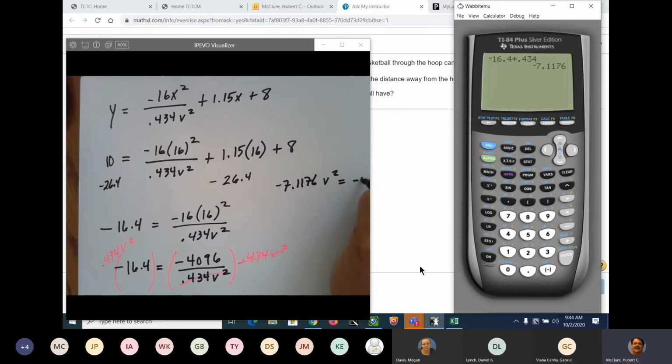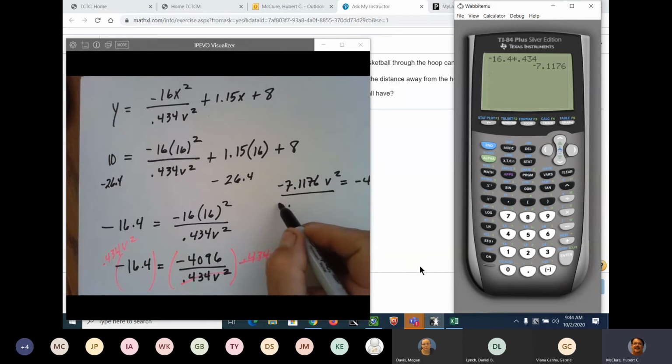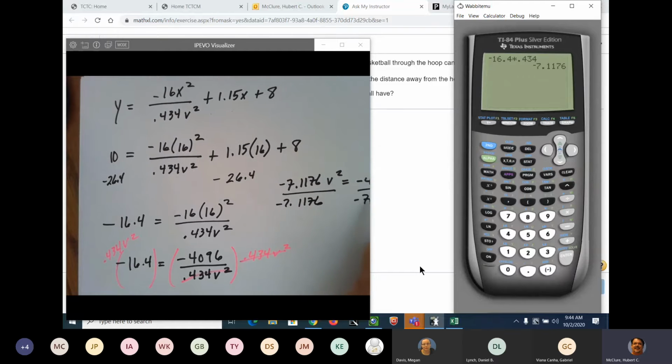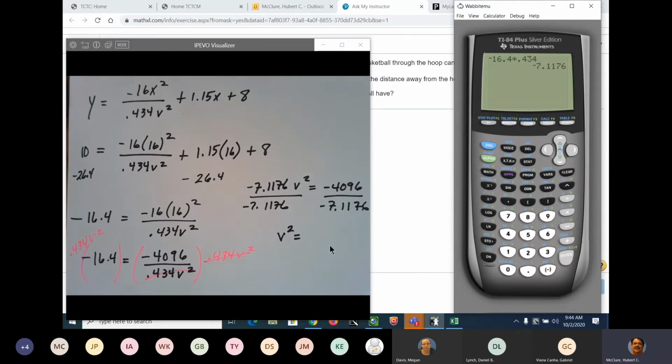equals negative 4096. Divide by negative 7.1176. Negative 7.1176. And v squared is equal to, okay, so that's going to be negative 4096 divided by negative 7.1176, second answer. And that gives us 575.47 blah, blah, blah.